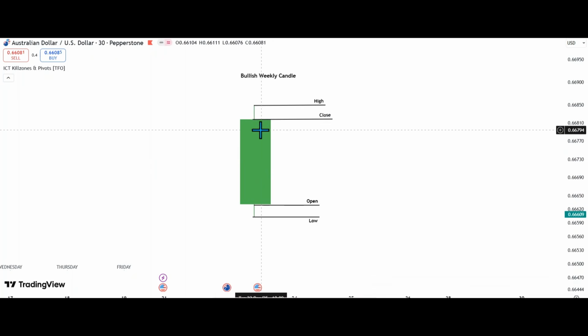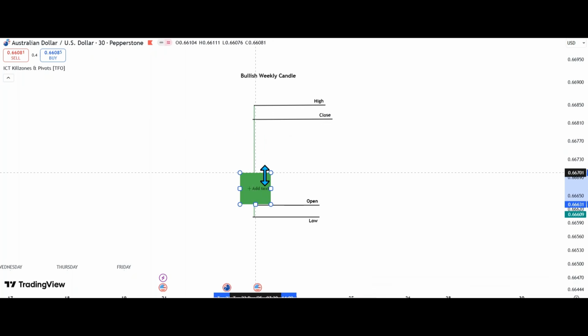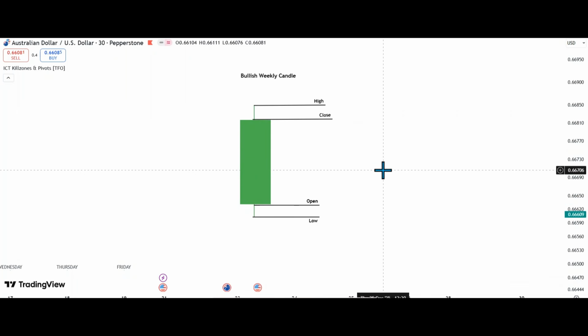By the end of this video, you're going to know exactly how to take advantage of the expansion of the weekly candle using daily key levels, weekly profiles, time frame alignment, and of course, entries on the lower time frame. So make sure you watch this video till the end for you to get all the information.